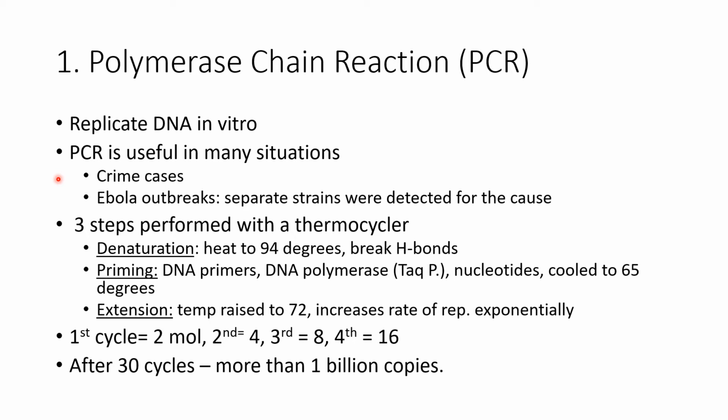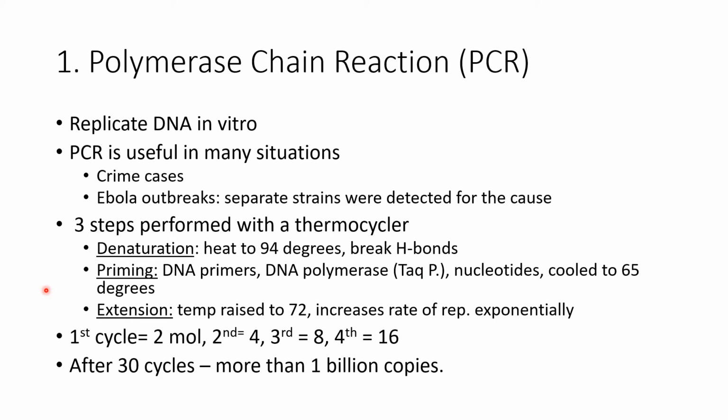This technique is performed with a thermocycler, and the process involves three steps: denaturation, priming, and extension. First, denaturation heats the DNA up to around 94 degrees to break the double-stranded DNA's hydrogen bonds. Once that has occurred, the molecule is primed. DNA primers bind to the genetic sequence. DNA polymerase replicates the daughter strand, and nucleotides continue to build onto it. PCR uses a non-heat sensitive DNA polymerase called Taq polymerase because the temperature reached is really high.